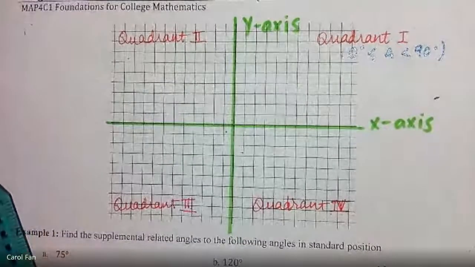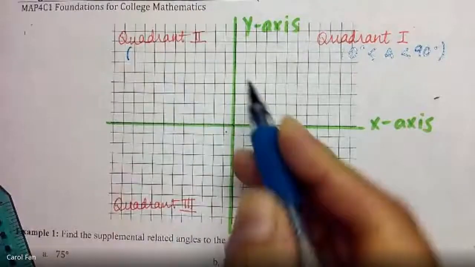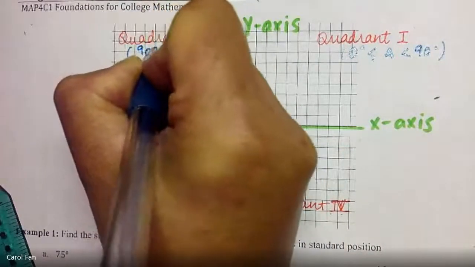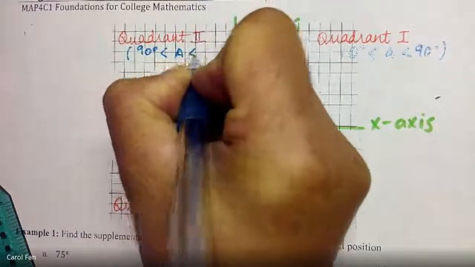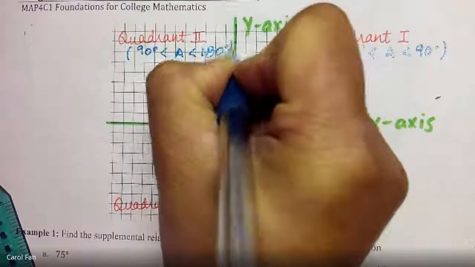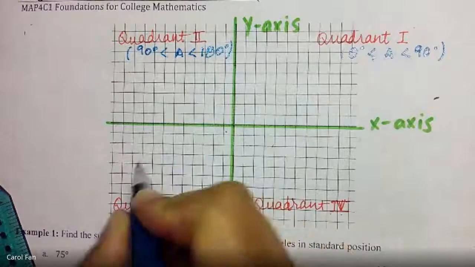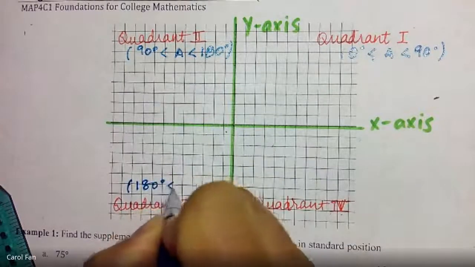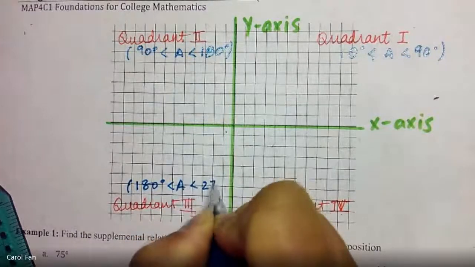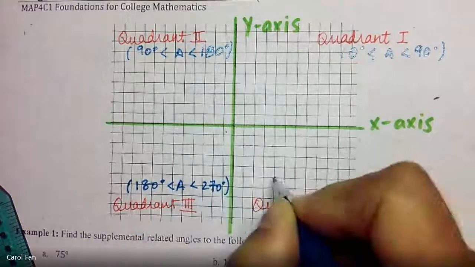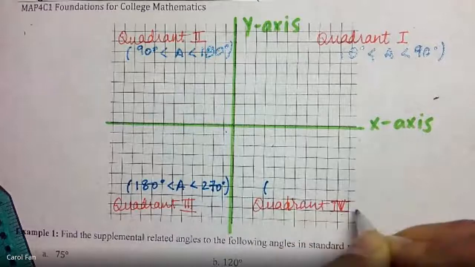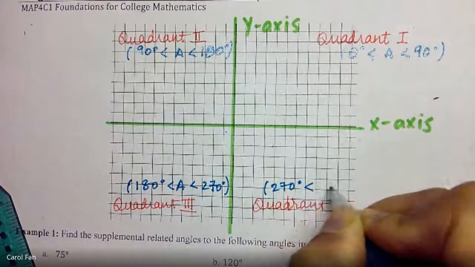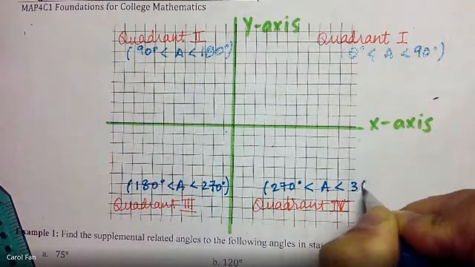In quadrant 2, we have all of the degrees between 90 and 180 degrees. Quadrant 3, we have 180 degrees to 270. And quadrant 4 is 270 degrees to 360.